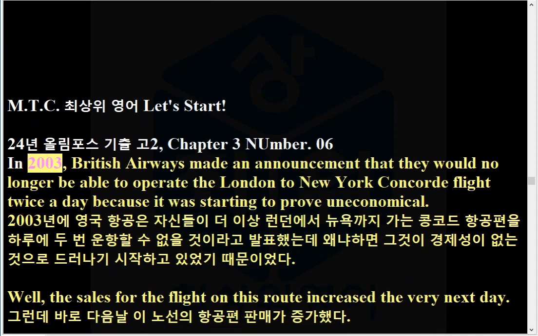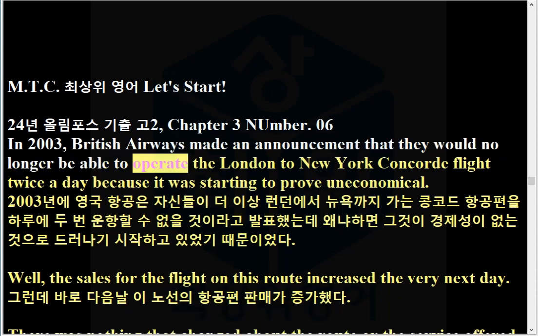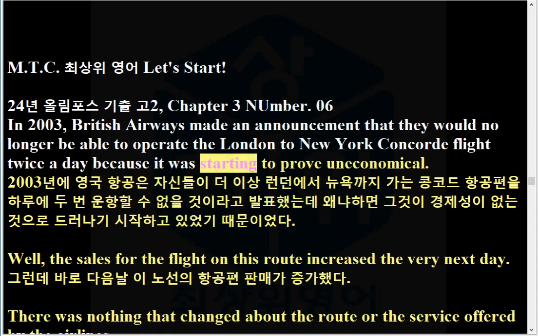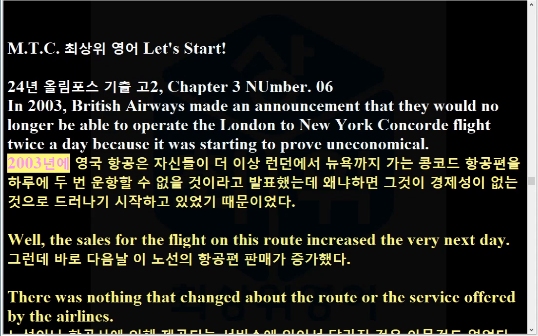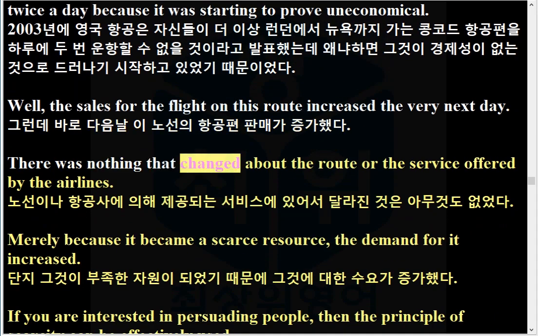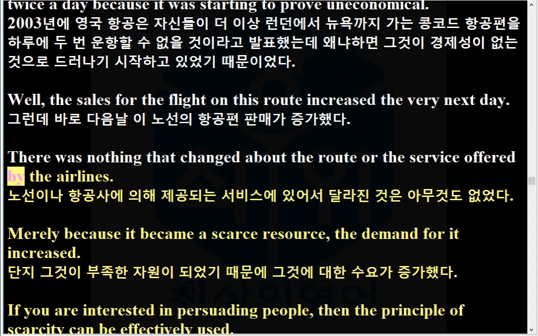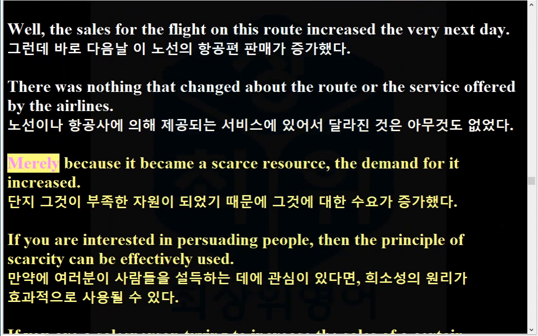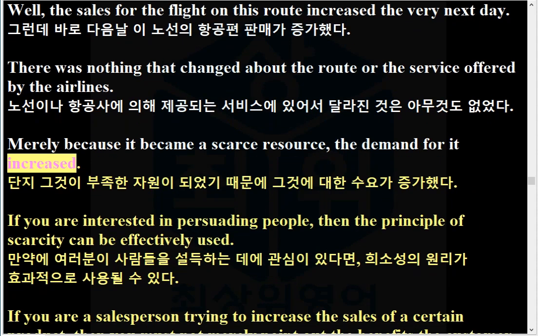In 2003, British Airways made an announcement that they would no longer be able to operate the London to New York Concorde flight twice a day because it was starting to prove uneconomical. Well, the sales for the flight on this route increased the very next day. There was nothing that changed about the route or the service offered by the airlines. Merely because it became a scarce resource, the demand for it increased.